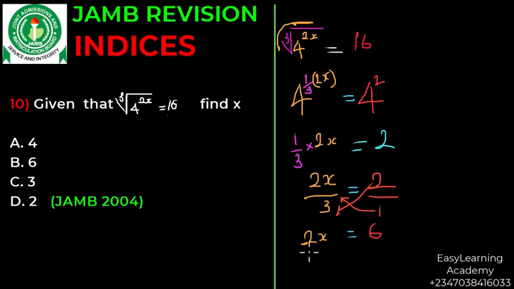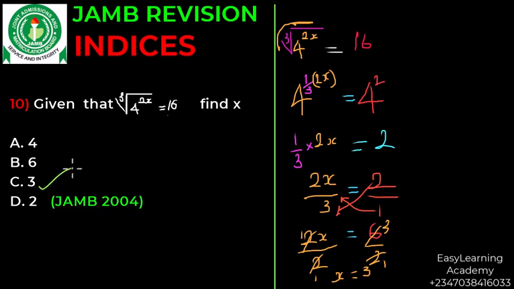We are not looking for 2x, we are looking for x, so we can divide both sides by the coefficient of x, that is 2. The 2 cancels itself one time, and the other 2 comes into 6 how many times? That will be 3 times. So our x will now be equal to 3. Checking the options that we have, the correct one is option C. So option C is the correct option.